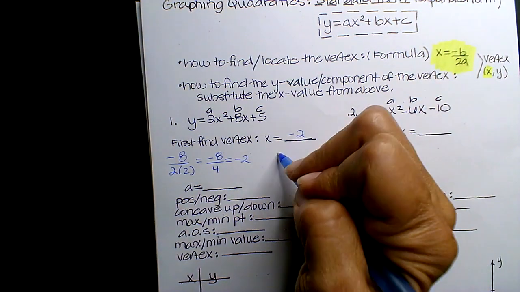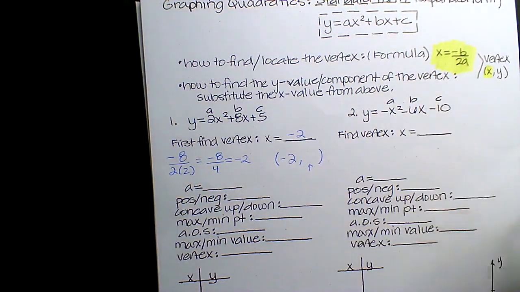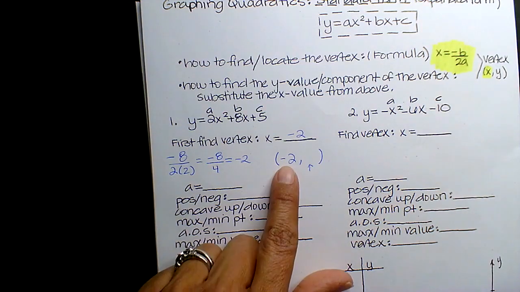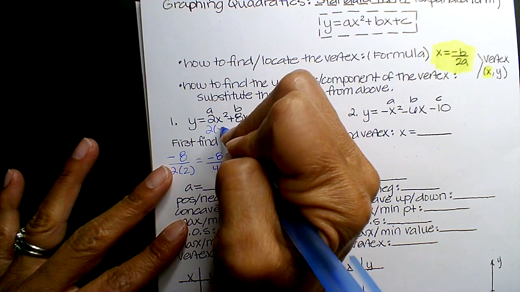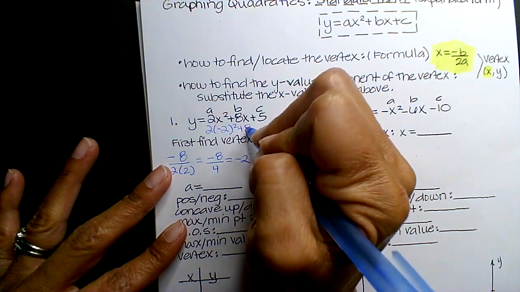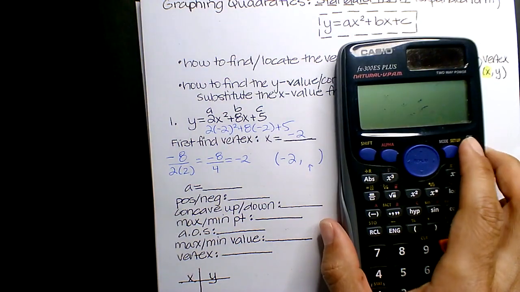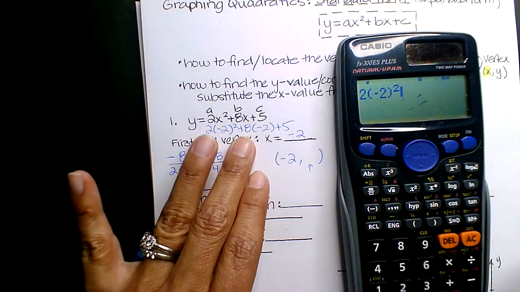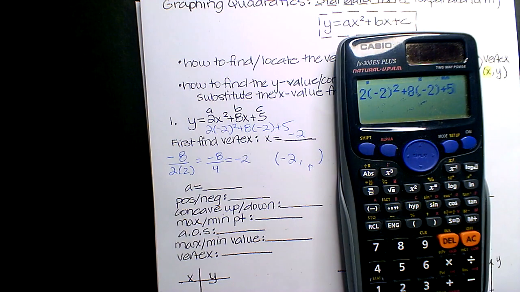So far I know my vertex x value is negative 2, and now I need to find my y component to the vertex. And that is just function substitution. So take the negative 2, substitute it here, and if you're confident with the calculator, what you see is what you type. At any point, if you want to grab a calculator, grab a calculator if you don't have one in front of you, right?